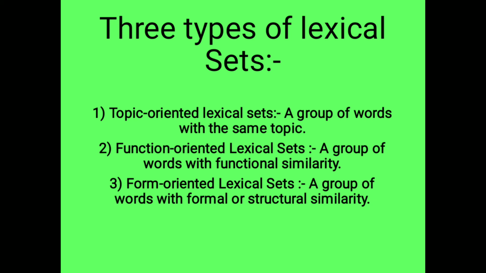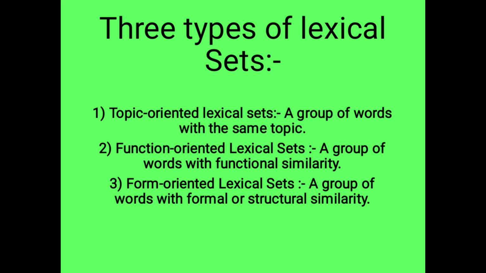The third type of lexical set I am going to introduce is the form oriented lexical sets. A form oriented lexical set is a group of words with formal or structural similarity. For example, the words ring, disc, ball, wheel, earth, circle, etc. It is a list of objects with a round structural form.